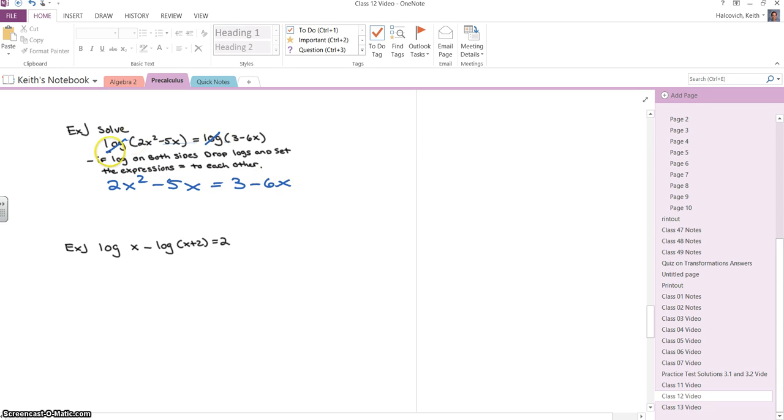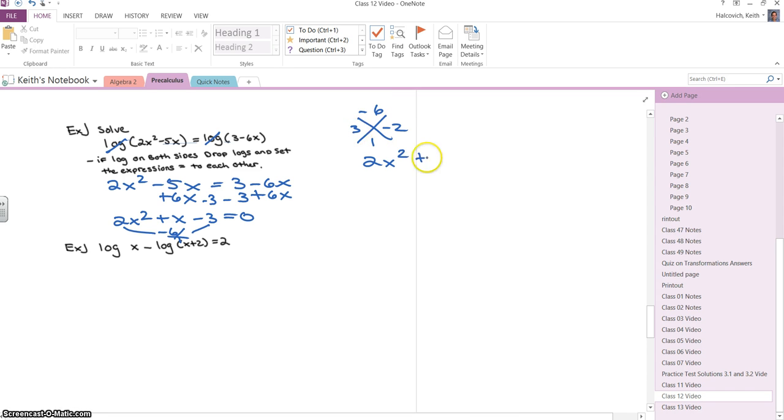Now this just becomes a quadratic equation in which you bring the x's to one side and set it equal to 0. So it's 2x squared plus x minus 3 equals 0. Now remember, when you factor a quadratic with a number in front, the factors you're looking for are the factors of negative 6 in this case that add to positive 1.